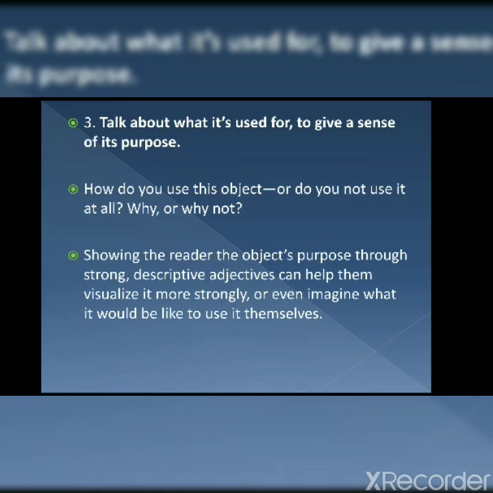Showing the reader the object's purpose through strong descriptive adjectives can help them visualize it more strongly, or even imagine what it would be like to use it themselves. So, the object's purpose. Why are we telling the purpose of the object to the readers? So that the readers can imagine what the object is like, or maybe even imagine what it would be like to use it themselves.